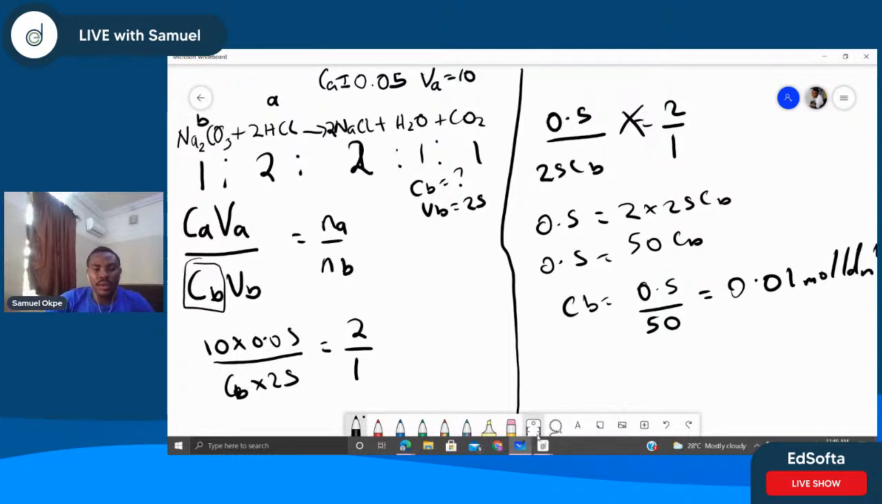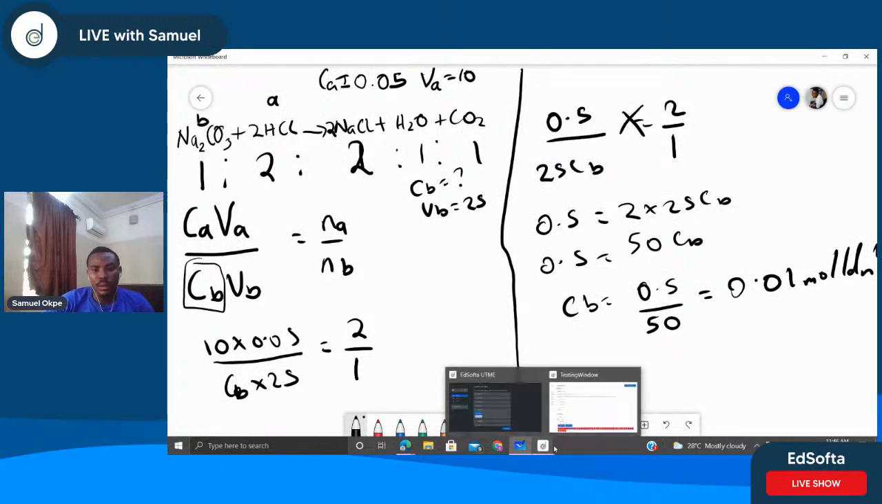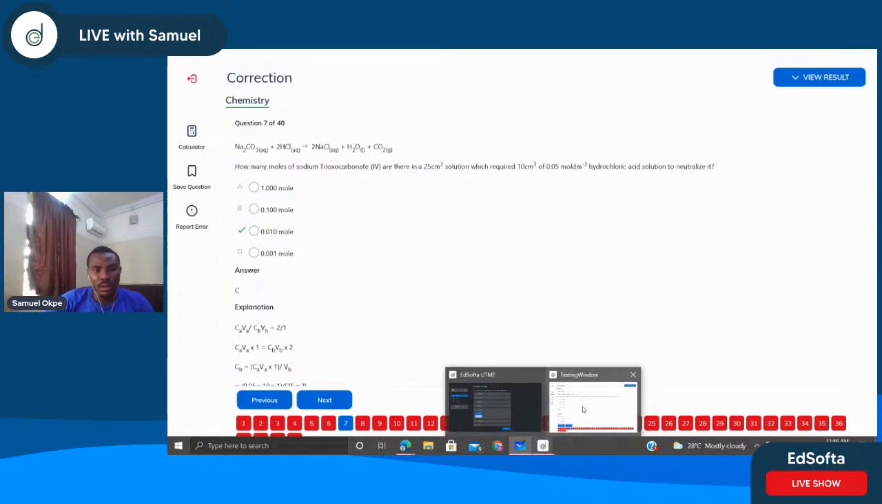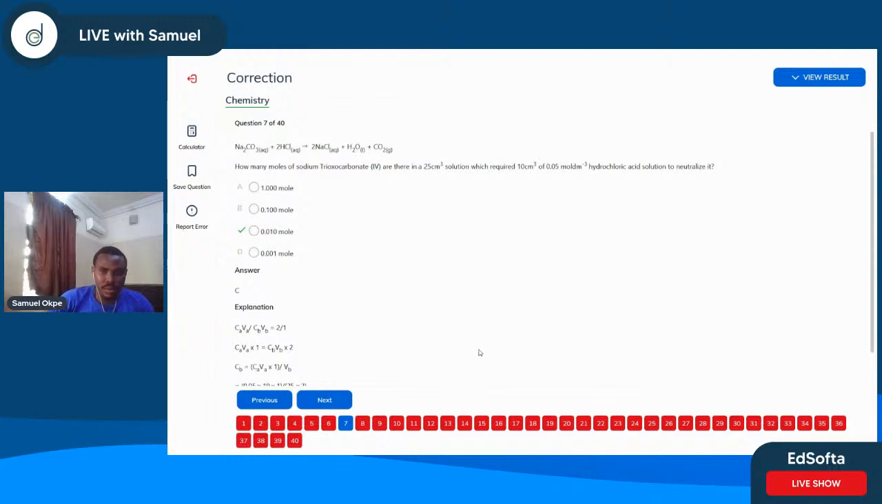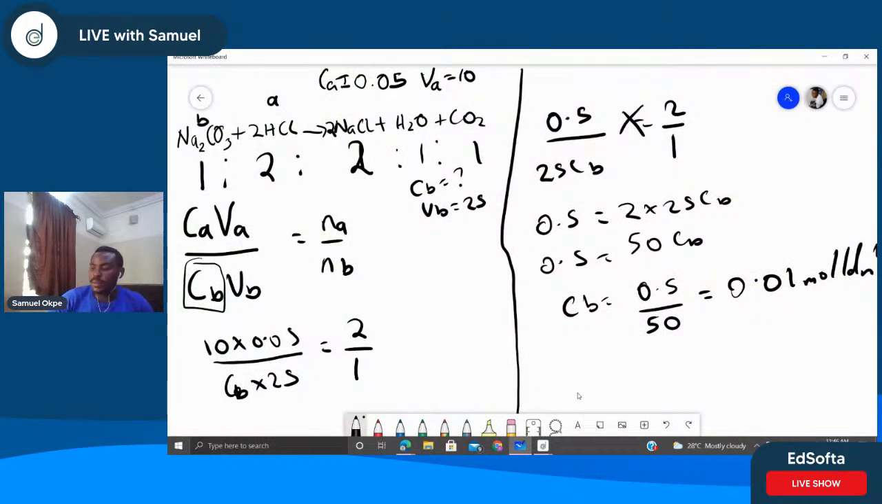Now, how do we find our main answer? Oh, it seems the question just needs us to find the mole per dm cube. The question just needs us to find the concentration. So now we have our CB, so this is our answer. Our answer is 0.01 mole per dm cube.